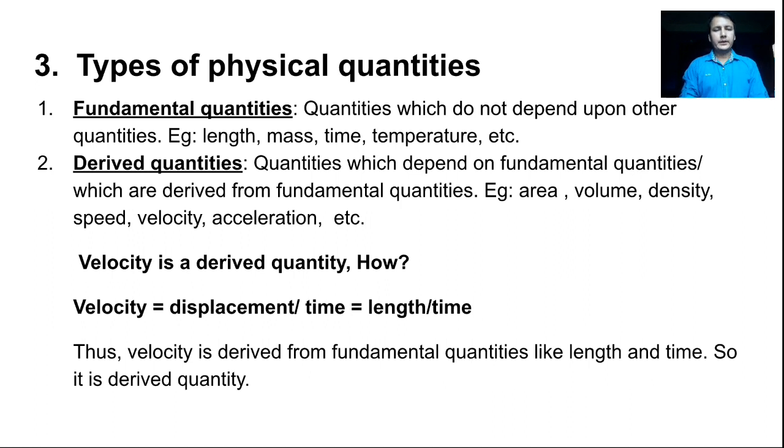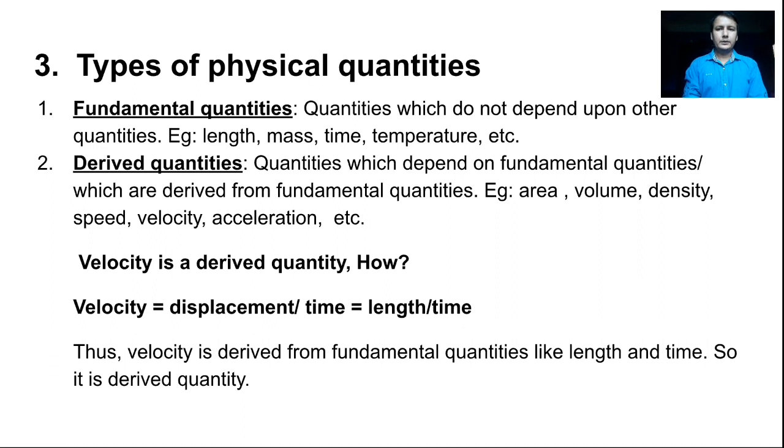Now another topic, types of physical quantities. Physical quantities can be grouped into two types. They are fundamental quantities and derived quantities. Those quantities which do not depend upon other physical quantities are called fundamental quantities. These are independent physical quantities and are also called basic quantities.